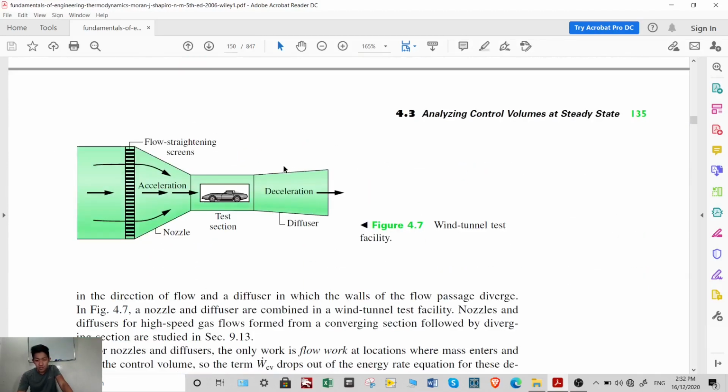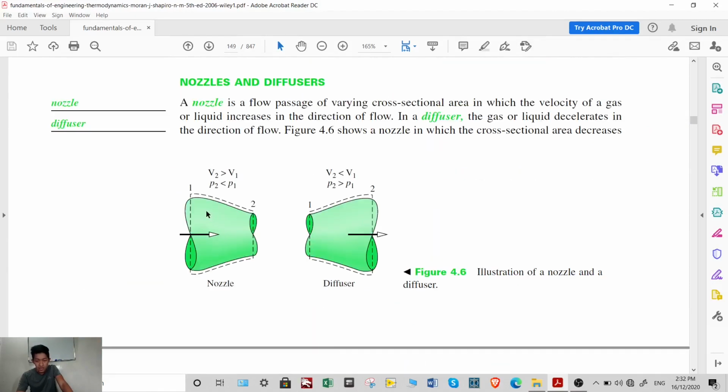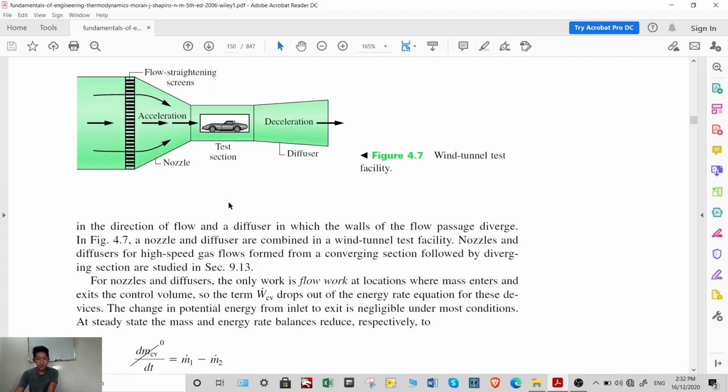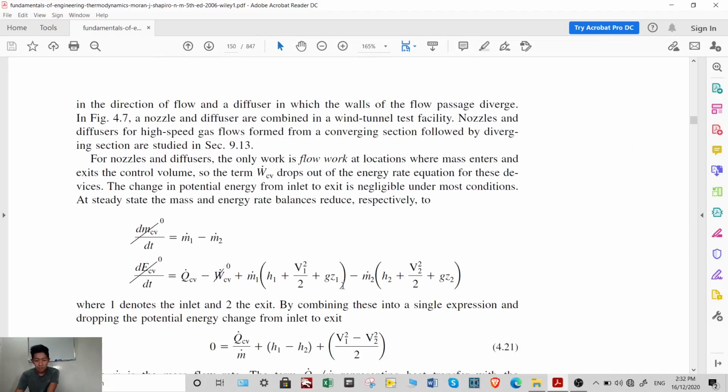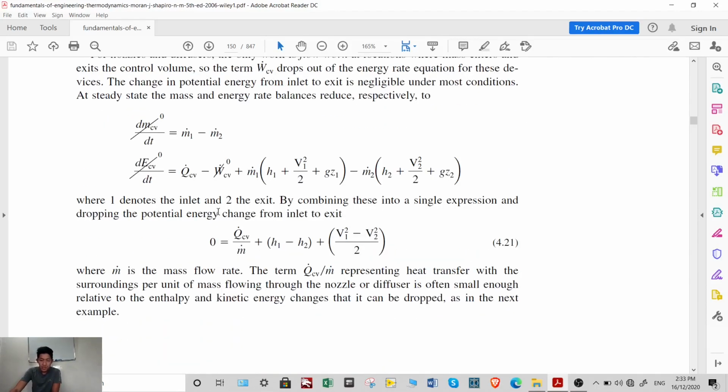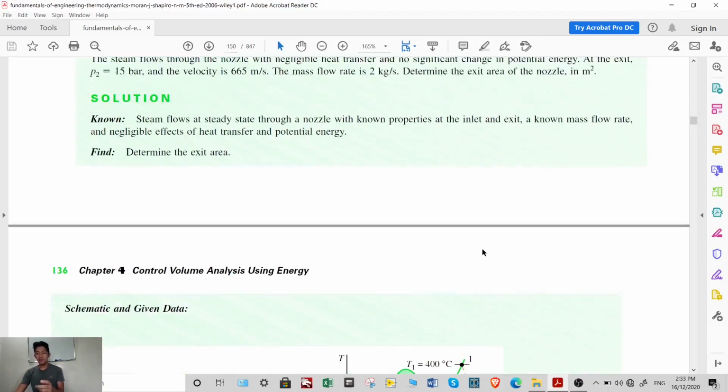Okay, how do we analyze nozzles and diffusers? If they are insulated, you can neglect the heat transfer. And there is no work applied here, since there is no mechanism, so work is zero. If they are well insulated, that term is zero too, and sometimes the potential energy is zero as well since there is no change in elevation, so only the kinetic energy term remains. You can solve the example here.